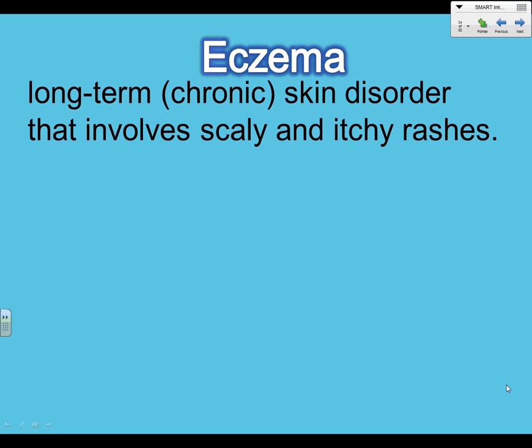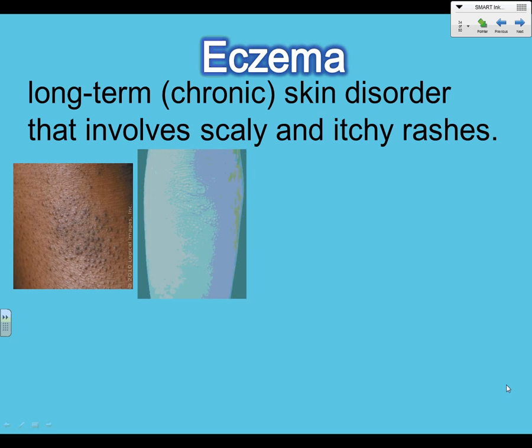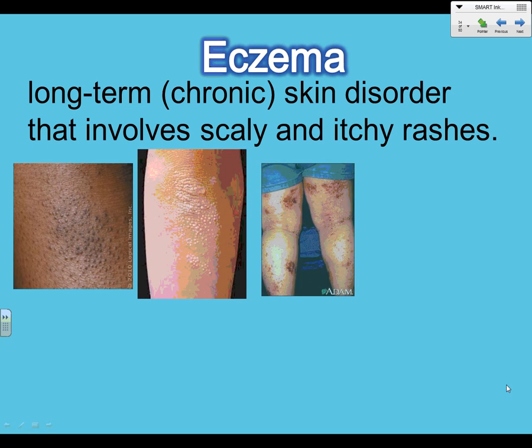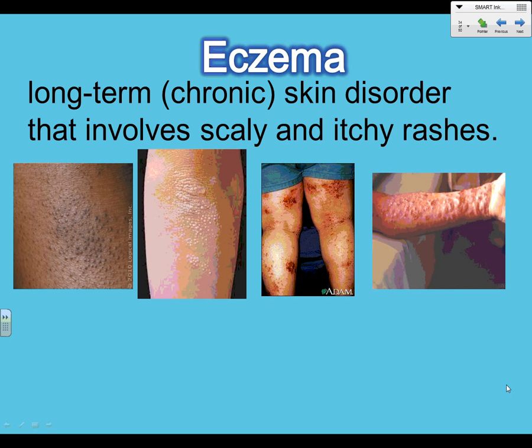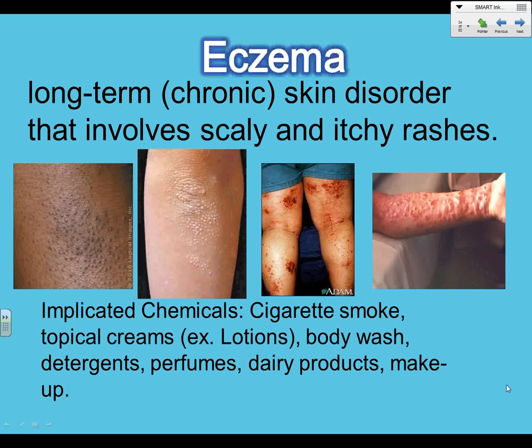It's linked to exposure to certain chemicals. So here's the mild to more severe types of eczema. The associated or implicated chemicals would be things like cigarette smoke, where if you're exposed to that, you could develop eczema. Some topical creams or lotions, body washes. No, hydrocortisone cream helps it, doesn't develop it. Detergents, some perfumes or colognes, even dairy products.